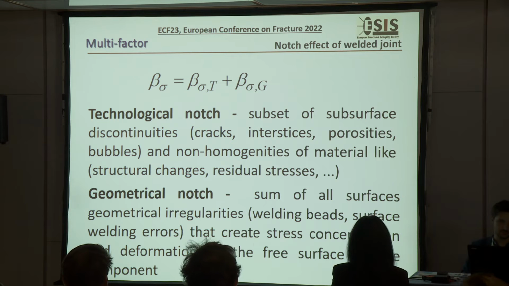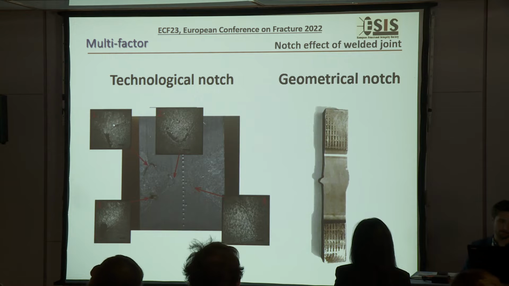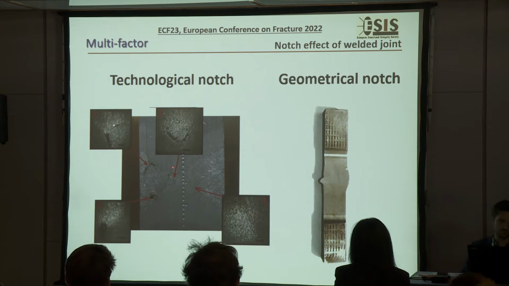What is this study about? It is better explained in the picture. These are all the technological problems: porosities, discontinuities, intrusion. This is the measurement of hardness, and these are the geometrical things at this notch, the oversizing in the notch, the root of the notch, the root of the weld.